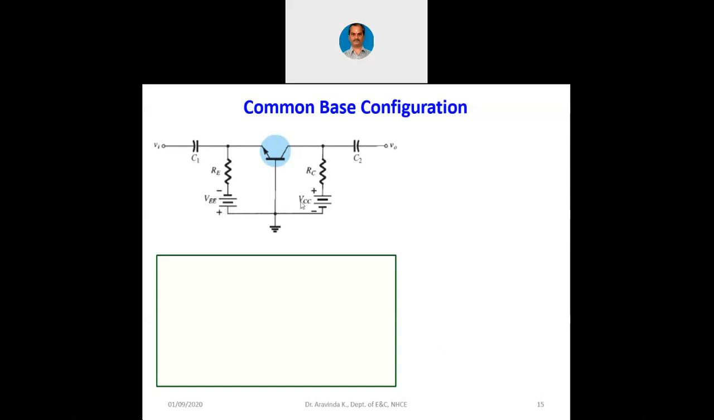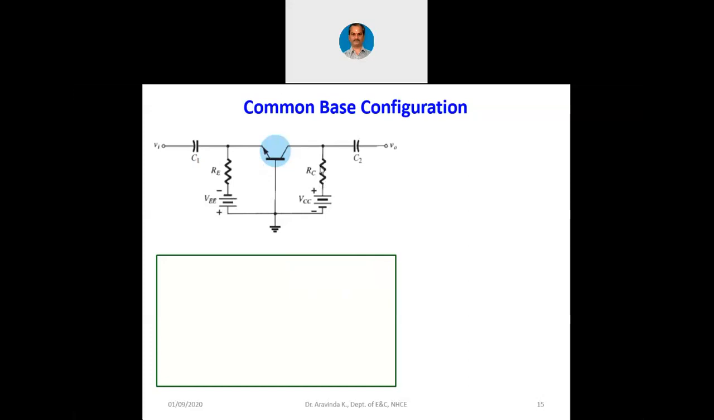Now you may think that because there is VCC here, negative terminal is there, transistor may switch off. No. Why? If the transistor has to switch on, base to emitter junction must be forward biased. Base to emitter junction is forward biased by means of this VEE itself. So at the input side, the base to emitter junction is forward biased.